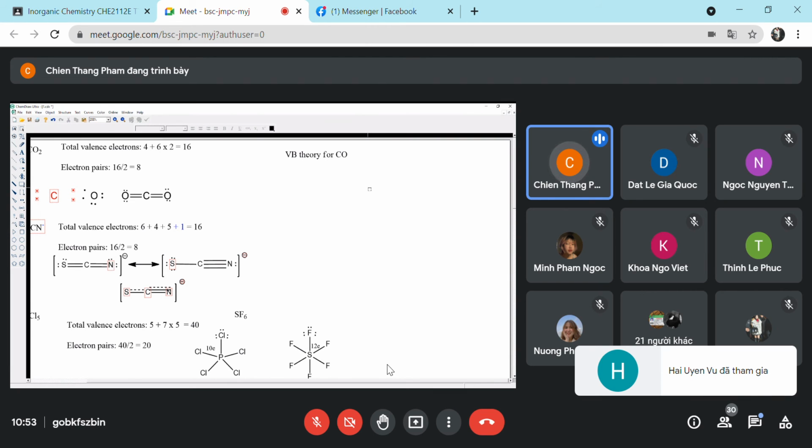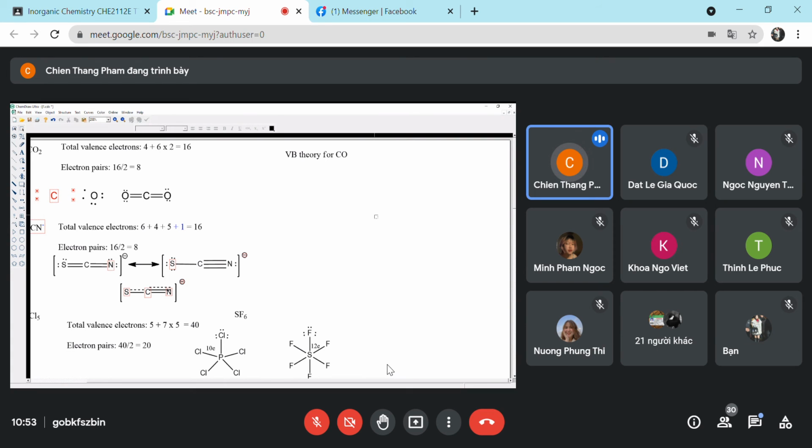Okay, so for this example, first of all, we consider the atomic structures of carbon and oxygen.